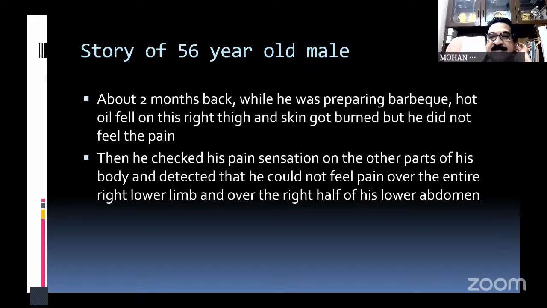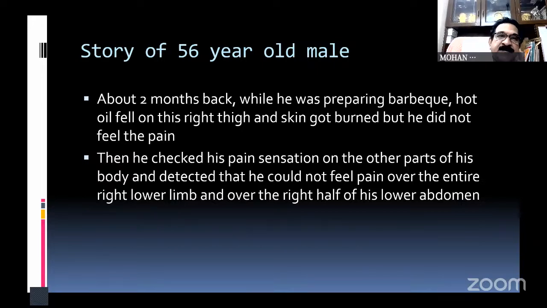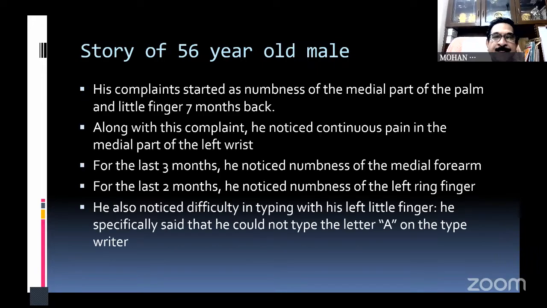Then he checked his pain sensation on the other parts of the body and detected that he could not feel pain over the entire right lower limb and over the right lower half of his abdomen. The left lower limb, upper chest, and the upper limbs are all normal according to him. Past history: he had been having neck pain for the last 10 years. So this is the story. I'll come back to the story once again.